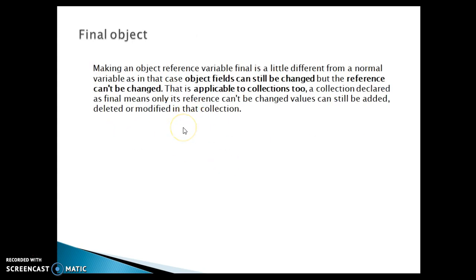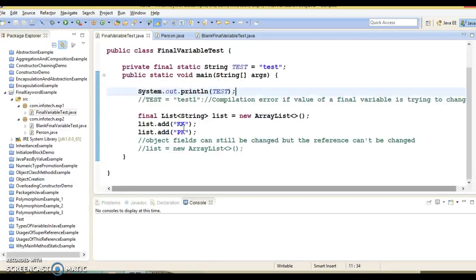Now when you declare an object as final, then what happens? Making an object reference variable final is a little different from a normal variable, as in that case object fields can still be changed but the reference can't be changed. That is applicable to a collection as well, right? A collection declared as final means only its reference can't be changed, values can still be added, deleted or modified in that collection. So let's try to understand through an example.